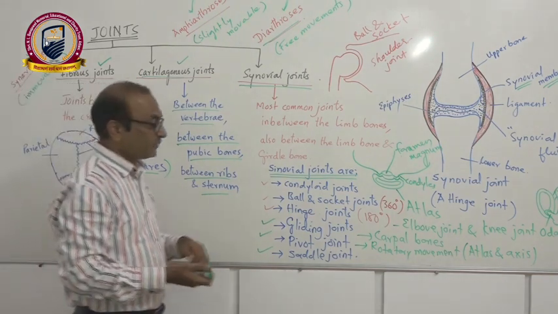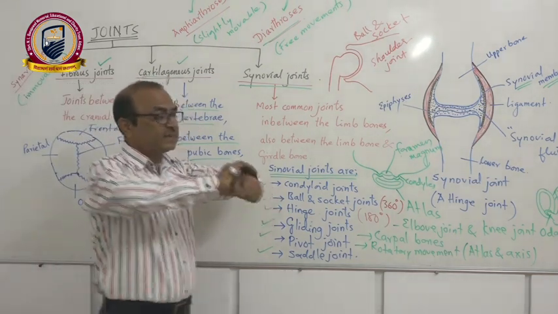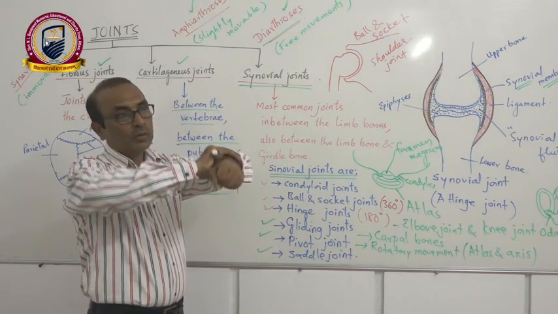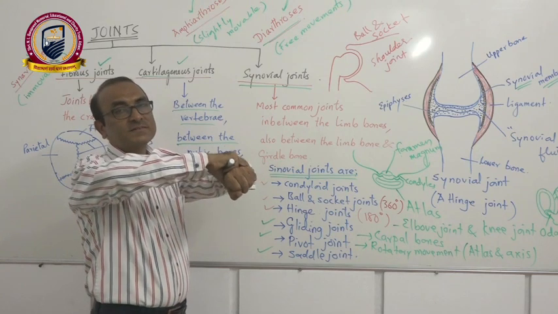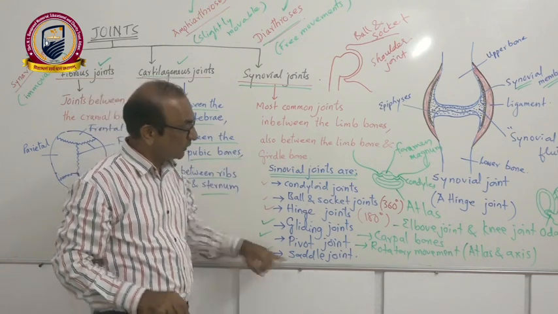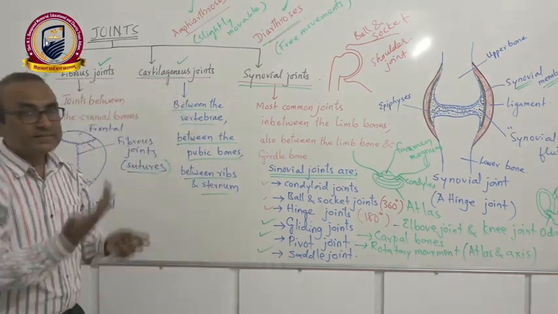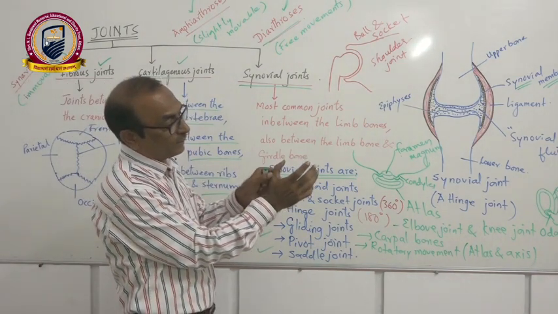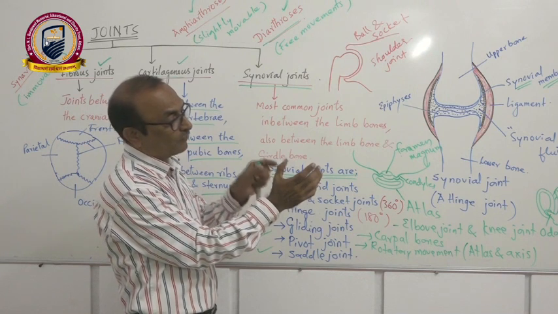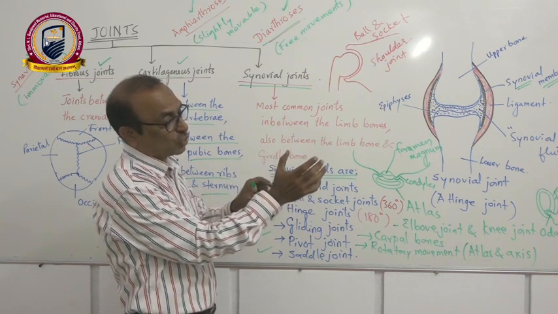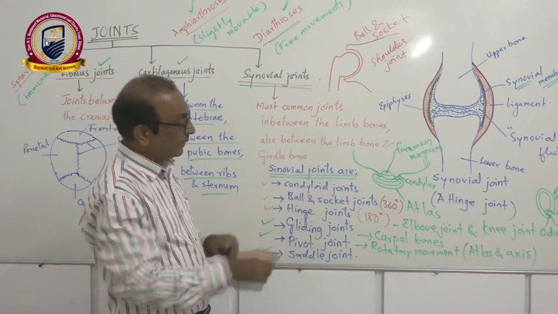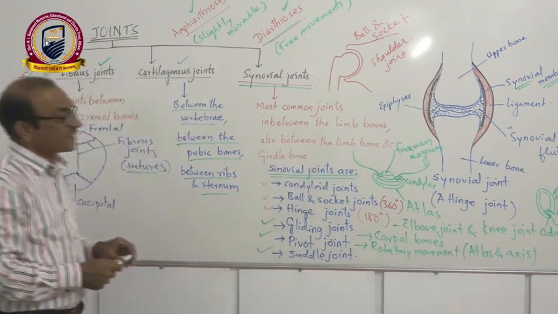Saddle joints, where the bones are fitted in such a way that they allow the to and fro, side by side movements and up and down movements. So that is called a saddle joint. That is there at the point where the phalanx of the thumb is joining with the carpal bone, the wrist bone. So that is called a saddle joint.